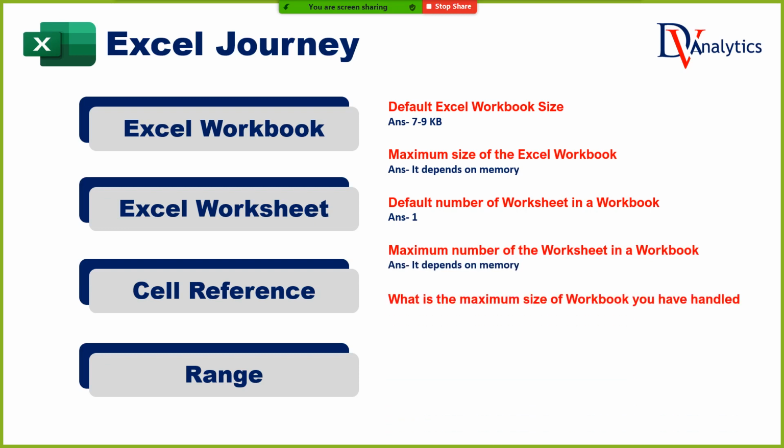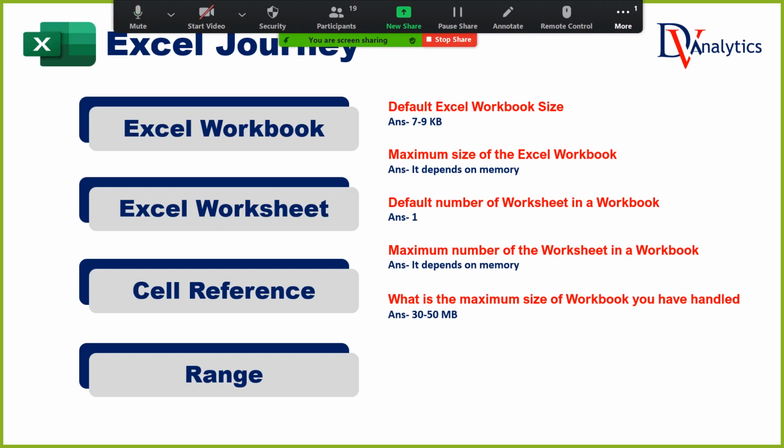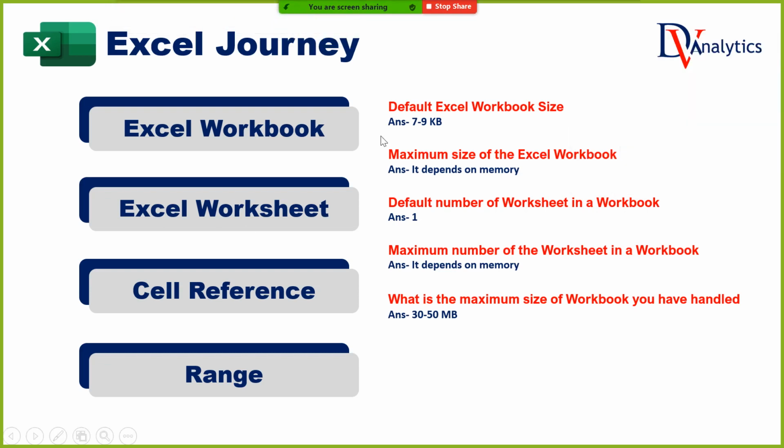Now the next is, what is the maximum size of the workbook you have handled? Never say that you have handled an Excel workbook with 100 MB or 200 MB. Always try to say 30 to 50 MB is the maximum size of the Excel file which you have worked with. That shows you have actually managed data in real time. So in Excel we can manage more than 100 or 200 MB, but remember, the moment you cross 20 or 30 MB, Excel will take more time to process. Hence we try to avoid going beyond 50 MB, so it is advisable to go with 30 to 50 MB.